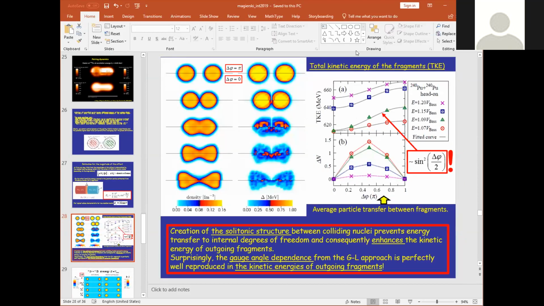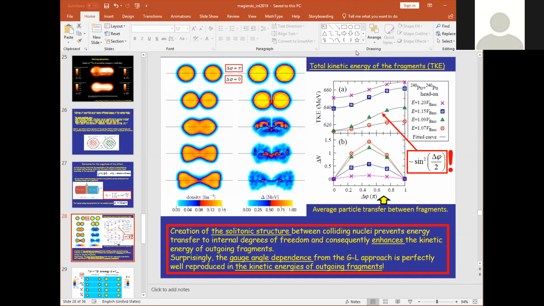So what we first did, we collided two very heavy nuclei. When you collide two very heavy nuclei, you do not expect they will stay together long. So this is actually what we see. So these are, if I correctly remember, 2 plutonium 240. Oh. Someone's asking a question. Okay, so these are various stages of the collisions.